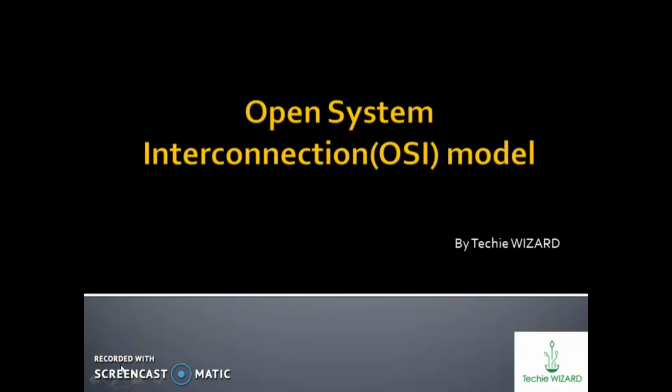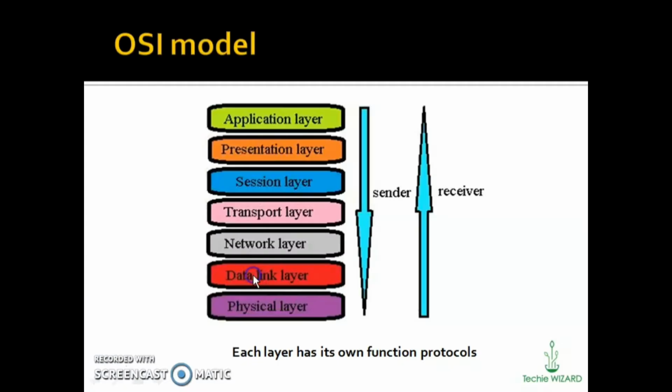Hi people, today we are going to talk about the Open System Interconnection Model, that is the OSI model. This OSI model was established by ISO in the year 1984. It has many layers, for example: application layer, presentation layer, session layer, transport layer, network layer, data link layer, and physical layer. Each layer has its own function and protocols.